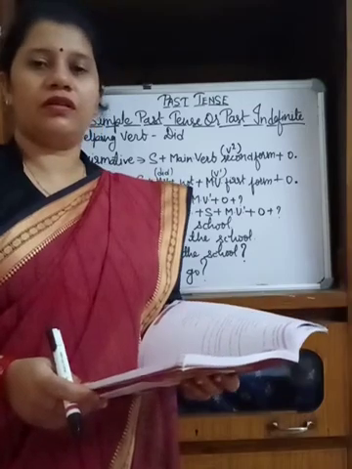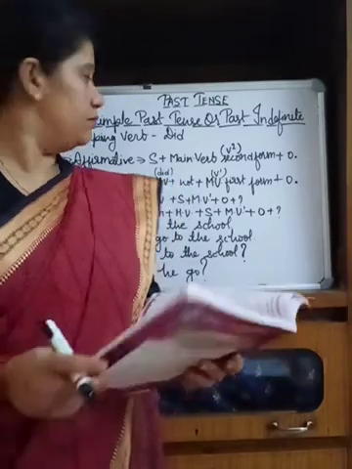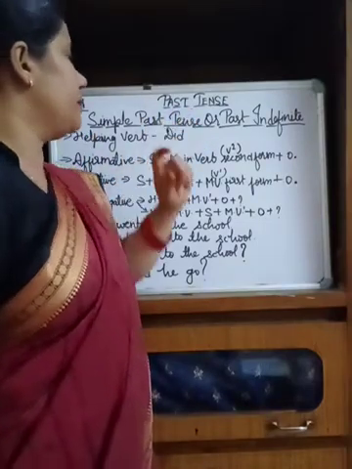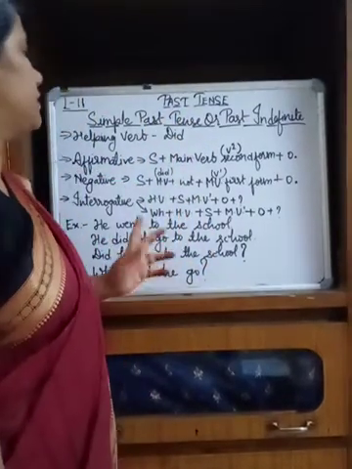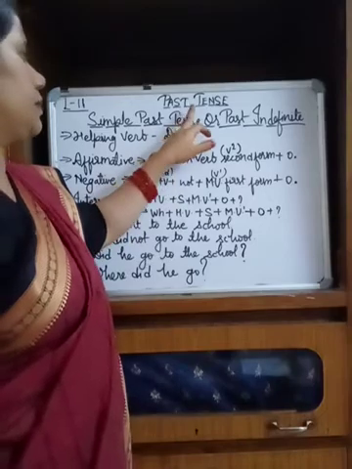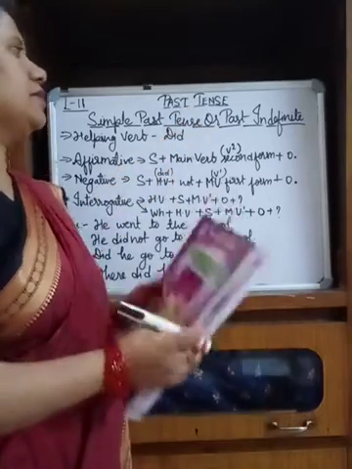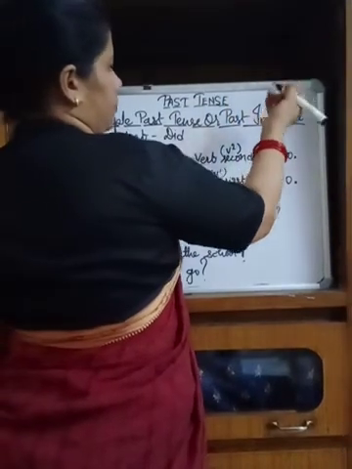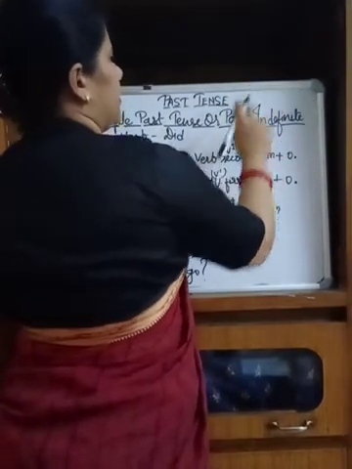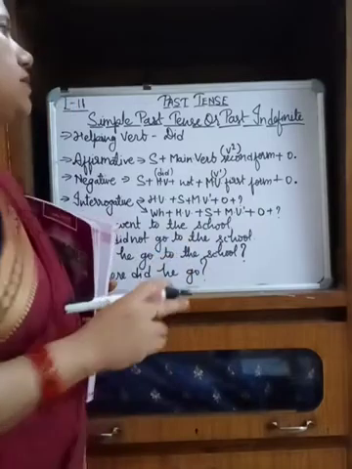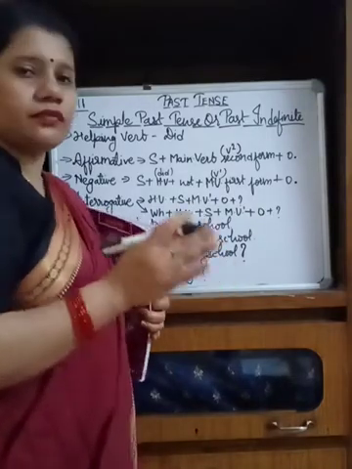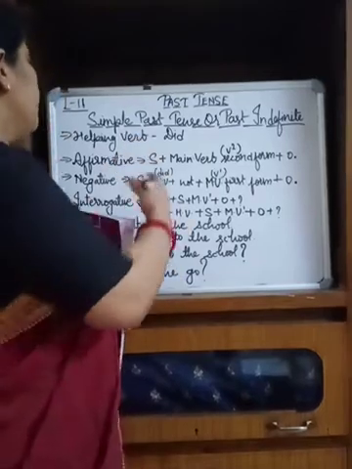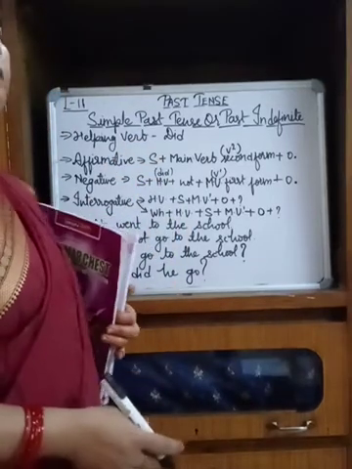Hello everyone. Today I am going to explain lesson number 11, past tense. In my previous video I had explained the present tense. Now today, the past tense. The past tense can again be divided into the four different tenses that we all know: the simple past tense, then the past continuous, perfect, and perfect continuous. Here, first, I am going to discuss the simple past tense.